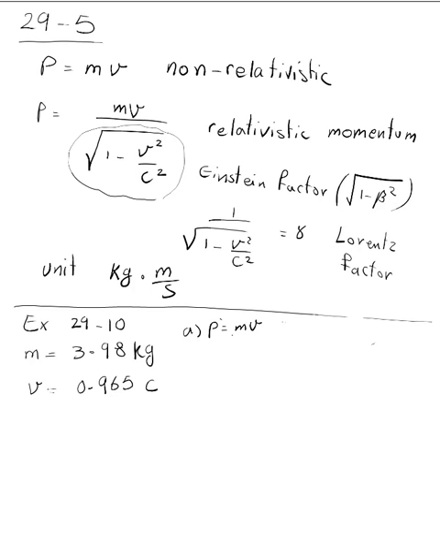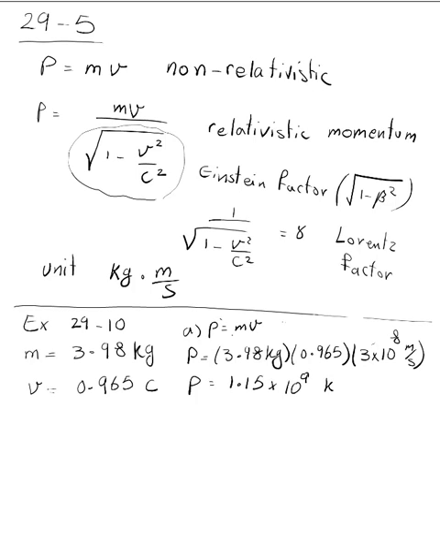In Newtonian physics, we know that p equals mv, and I just need to substitute the numbers that I have. The mass is 3.98 kilograms, and v has the value of 0.965 times c, and c is roughly 3 times 10 to the power of 8 meters per second. Let's calculate this, and the answer is 1.15 times 10 to the power of 9 kilograms meter per second.